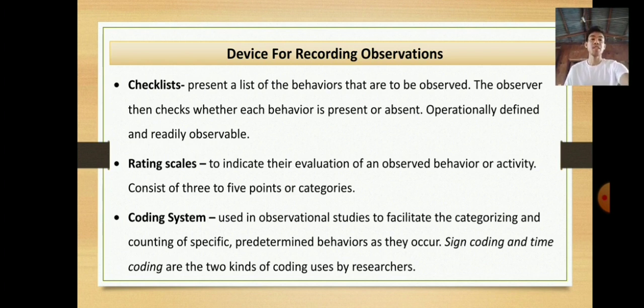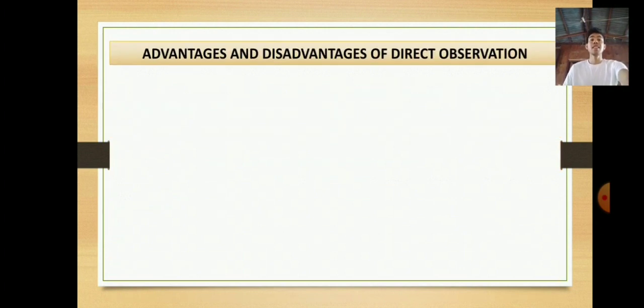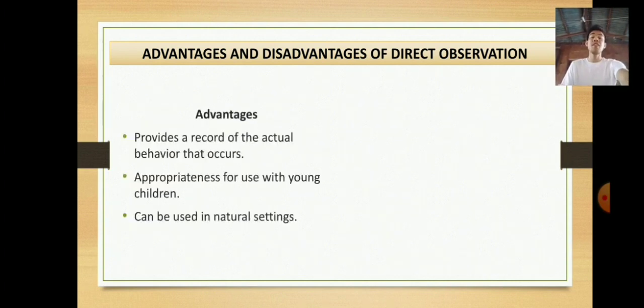So, now, let's proceed to the advantage and disadvantages of direct observation. So, nakalagay lang dito, mauna muna tayo sa advantages. So, provide a record of the actual behavior that occurs. So, syempre nga, direct observation. Na-provide niya kagad yung record. So, sa rating scale, kapag sa rating scale, makikita mo lang yung result kapag natapos mo nang na-rate yung observe yung behavior. So, dito naman is actual behavior that occurs.